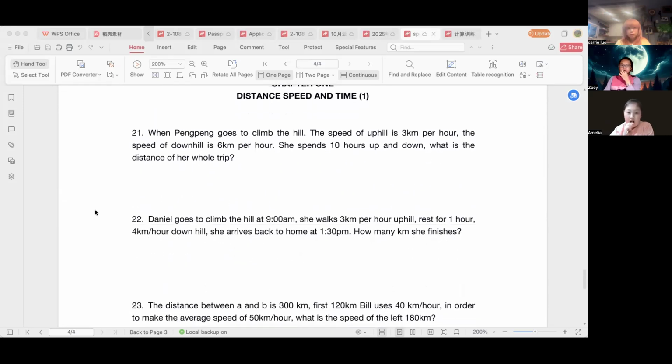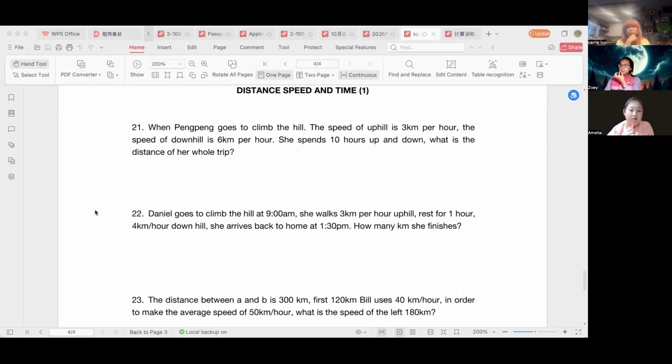Okay, so let's take a look at this one. When Peng Peng goes to climb the hill, the speed of uphill is 3 kilometers per hour. The speed of downhill is 6 kilometers per hour. She spent 10 hours up and down. What is the distance of her whole trip?